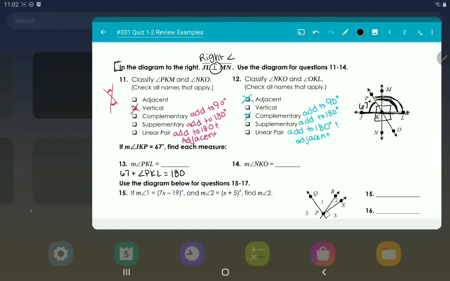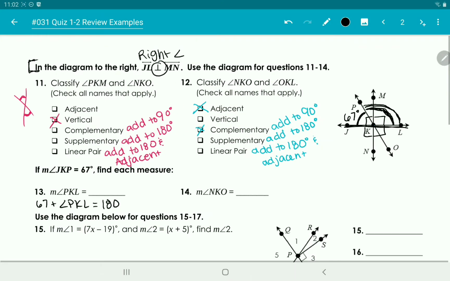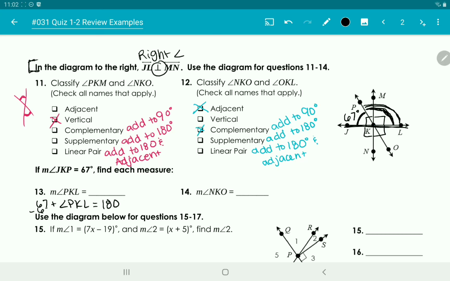So in order to solve for that PKL, we just need to subtract 67. So that's going to give us that the measure of angle PKL is equal to 113 degrees. So if you take 180 minus 67, that's going to give you 113 degrees. So now, if we're looking for angle NKO, so that's looking at this one.